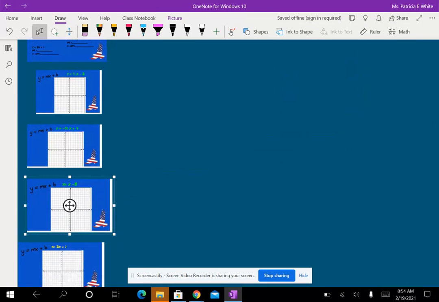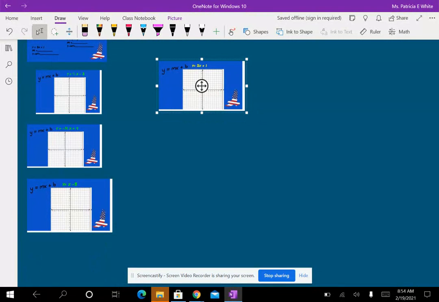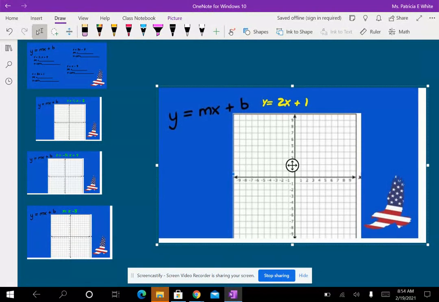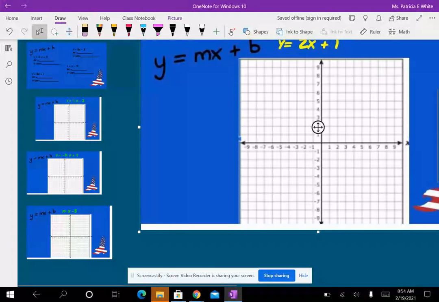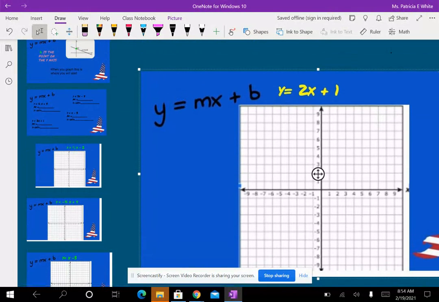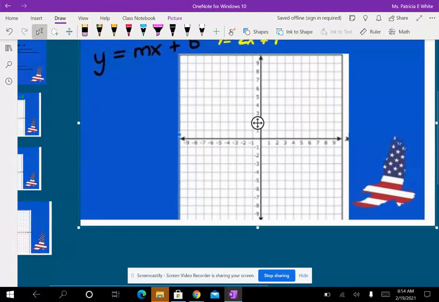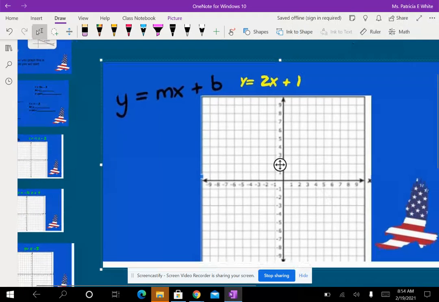And put this one away and get this guy out. Last one. This time I have y equals 2x plus 1. All right, we're going to leave it as it is.